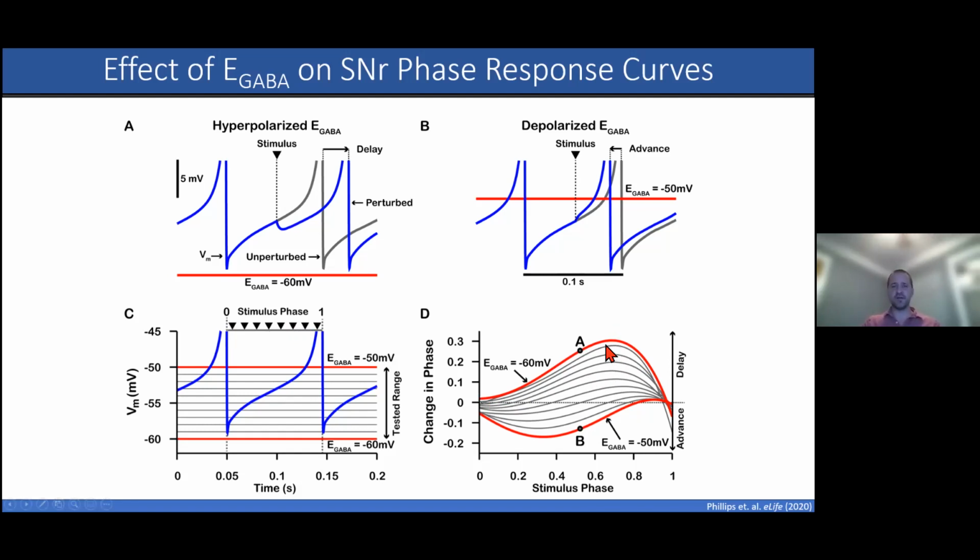And then as you depolarize E-GABA, you start to dip into some advances. And so in the case of -50, you're almost always going to advance the next phase until you get to about 0.8, where it transitions back to a delay.